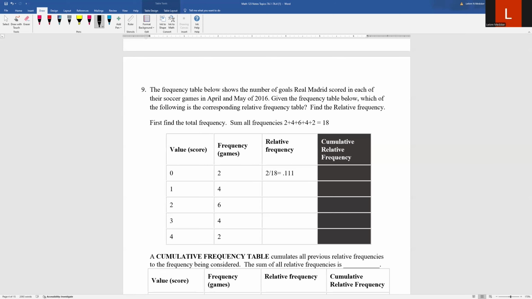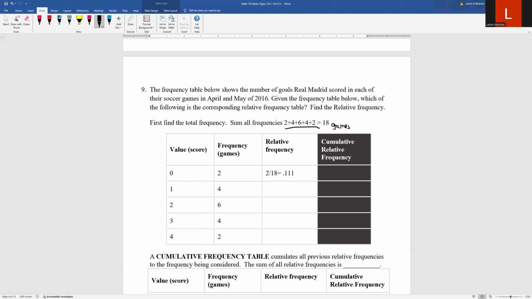To find the relative frequency, you have to know how many actual games they played. The value is how many goals they scored, but we're counting that across games from April and May. So there were 2 games where they scored 0 goals, 4 games where they scored 1 goal, 6 games where they scored 2 goals, 4 games where they scored 3 goals, and 2 games where they scored 4 goals. If we add those frequencies together, you'll notice they played 18 total games.